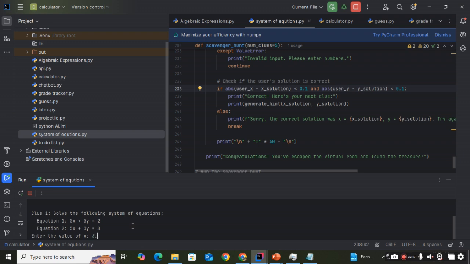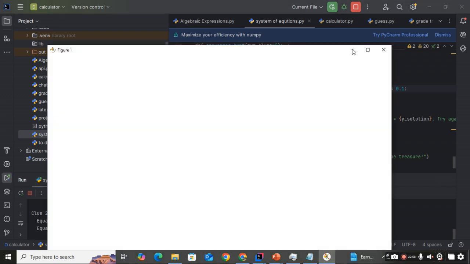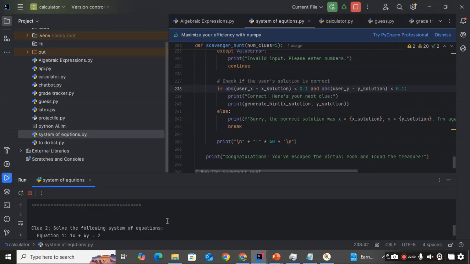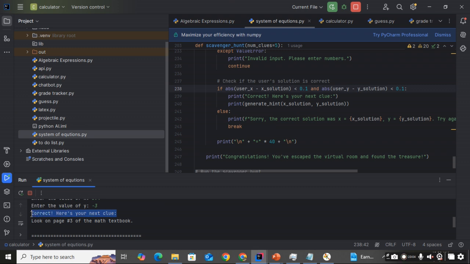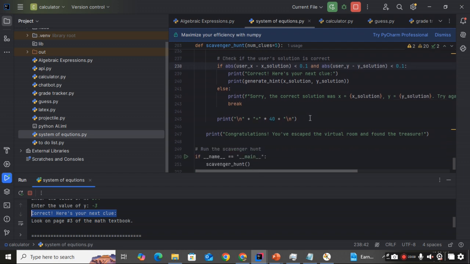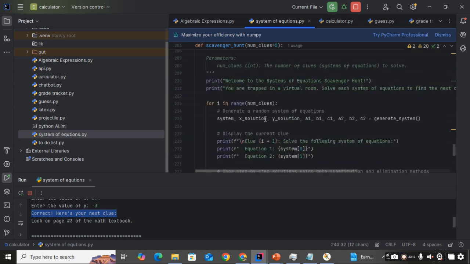Let's try to input the correct value 3.4, and then for the value of y, negative 3. So what happened? Okay, so correct. Our answer is correct as expected, because we input the exact value. Correct. Here's your next clue. So you will try to go on to the next clue, and then we generate the hint.